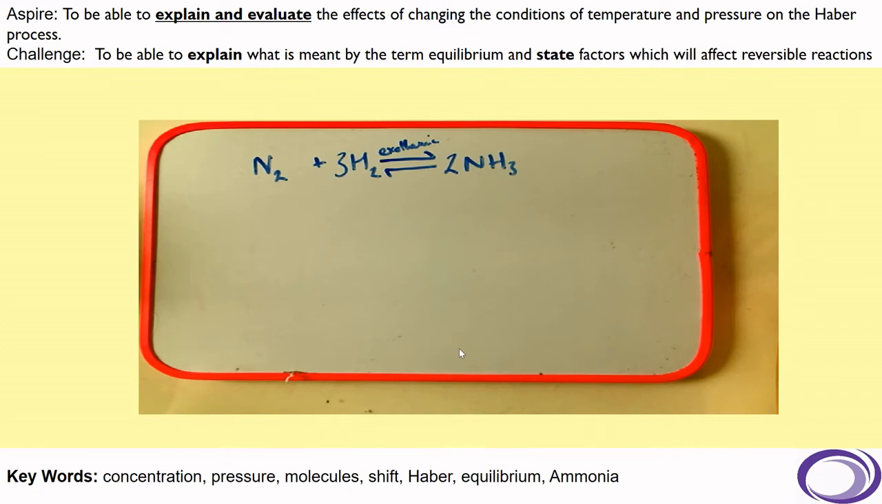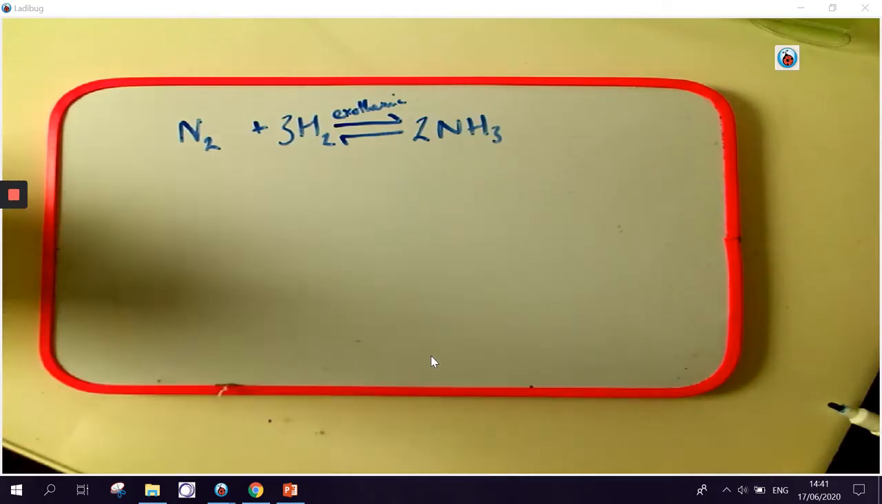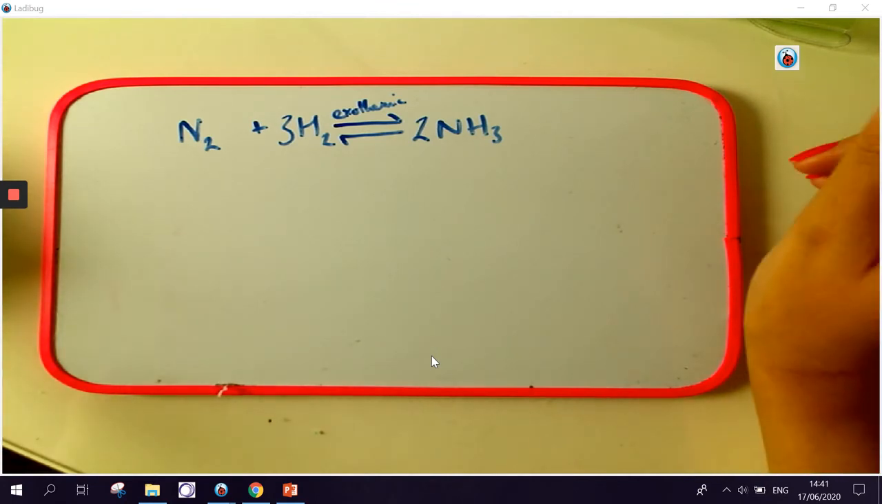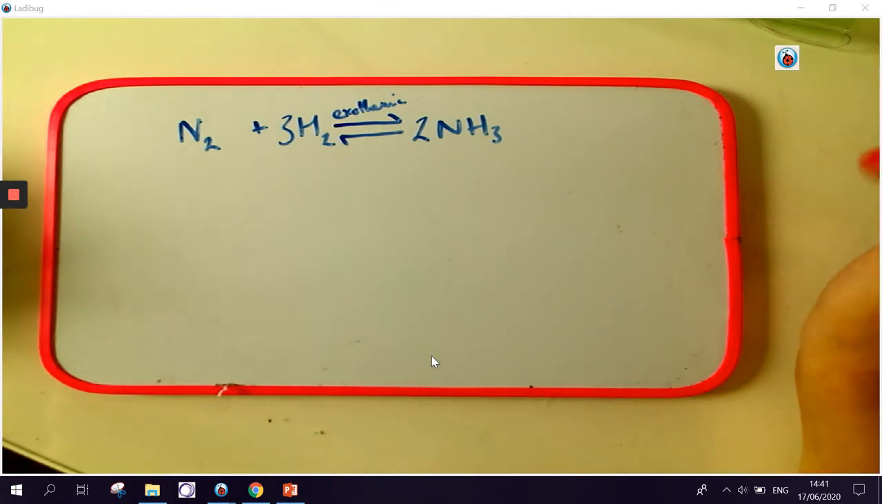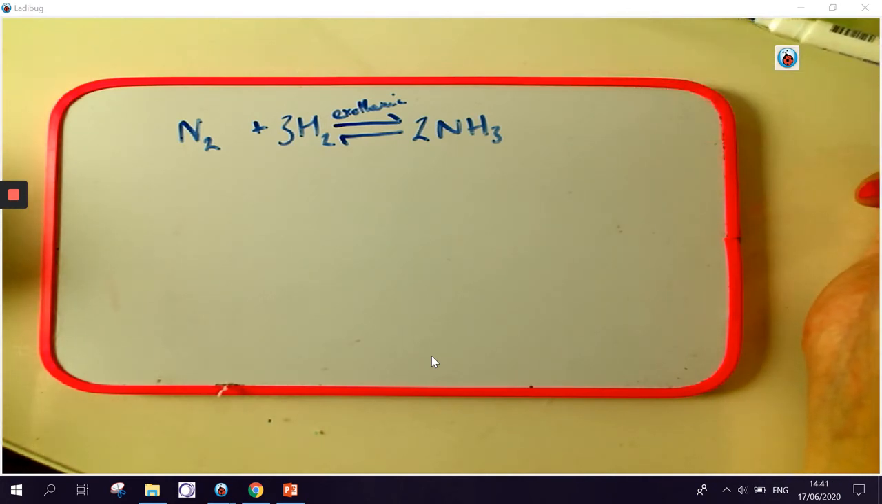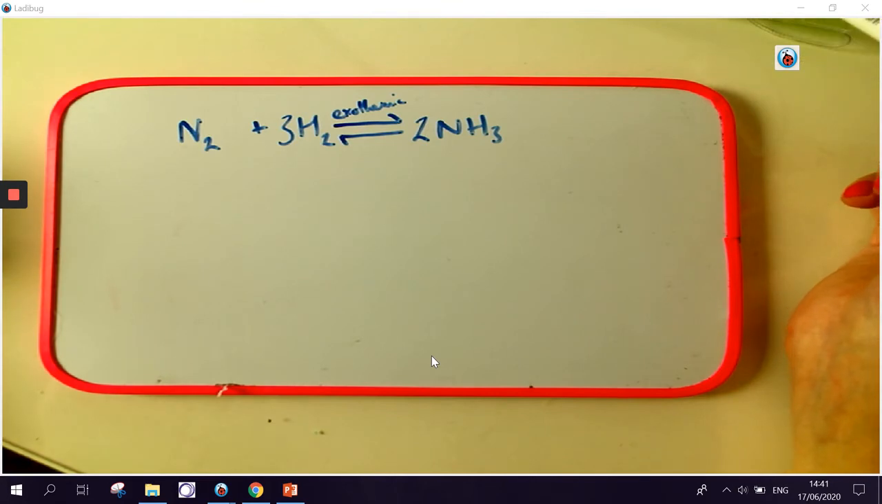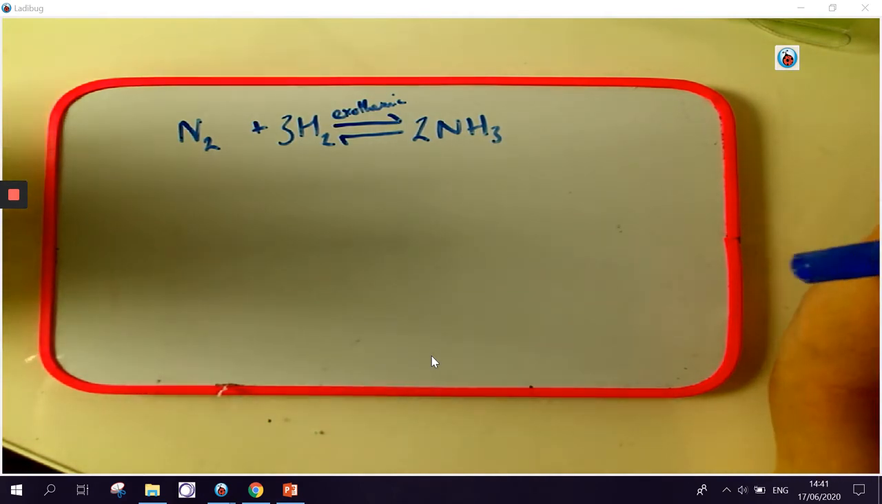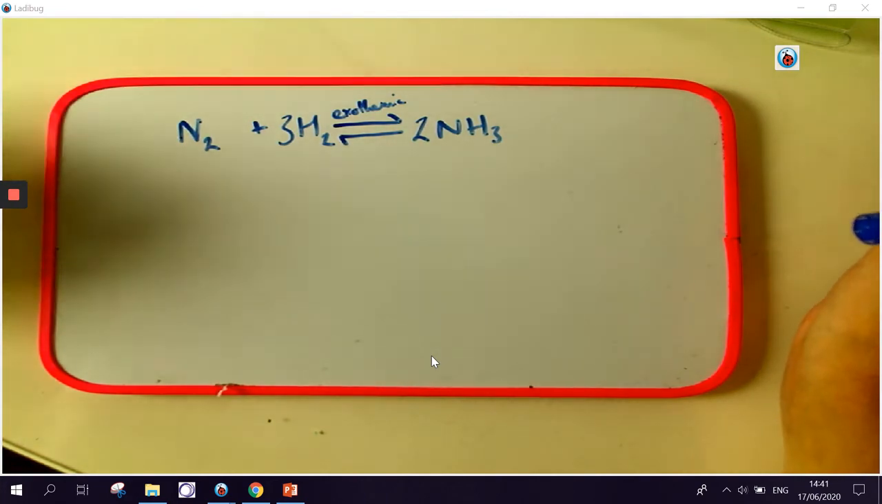So I'm going to insert now a couple of videos that are just me modelling how manipulating those conditions will affect the Haber process. As you can see on the screen, I've written the equation for the reaction that produces ammonia. Now remember that this is a reversible reaction. You learned in a previous unit about reversible reactions and how the position of their equilibrium can shift due to a principle called Le Chatelier's principle.